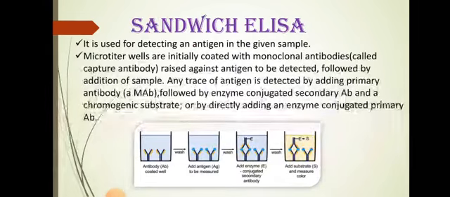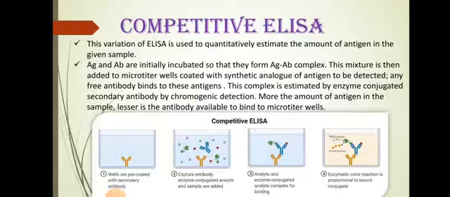Then we discuss the sandwich ELISA, which is used for detecting the antigen present in the sample. The microtiter plate is initially coated with monoclonal antibody raised against the antigen to be detected, followed by the addition of sample. Any trace antigen is detected by adding primary monoclonal antibody followed by enzyme conjugated secondary antibody and the chromogenic substrate. Alternatively, an enzyme conjugated primary antibody can be added directly. The picture shows the reaction.